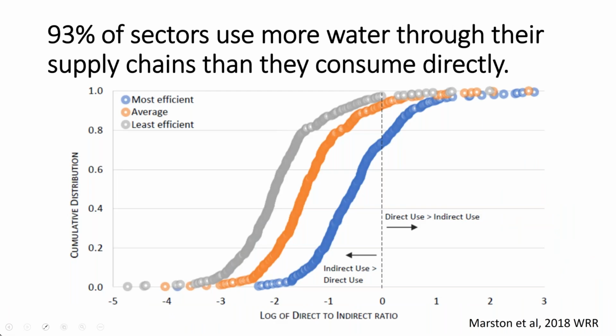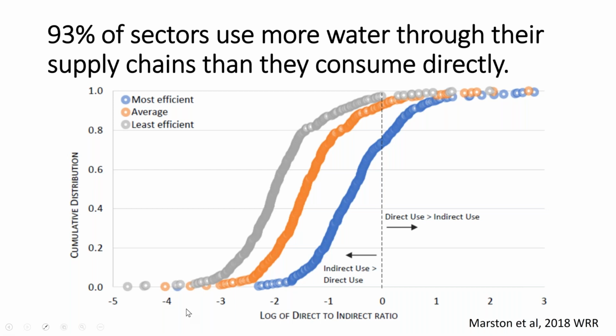So this figure, let me walk you through this one. It's perhaps a little more difficult to understand. The key takeaway here is that 93% of sectors use more water through their supply chains, meaning they use it indirectly through the products they source as inputs in their production processes, than they actually use directly within their facilities. So this is one of the key questions we wanted to answer.